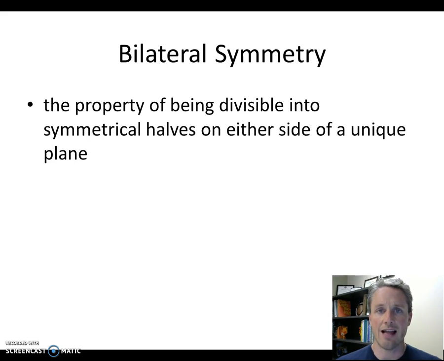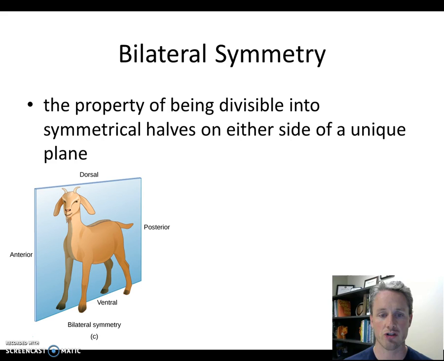All right, so the last kind of symmetry is called bilateral symmetry. This is a property where we can divide the organism in half into two mirror image pieces, but there is only one way that you can do that. So when we say that we can divide them on a unique plane, that's saying that there's only one way this can be accomplished. So here, for a goat, we're showing bilateral symmetry. There's only one way we can divide the organism in half, and that's with a plane right down the center, dividing the organism at the nose, right through the body. We get a left side and a right side, and they're mirror images of one another.